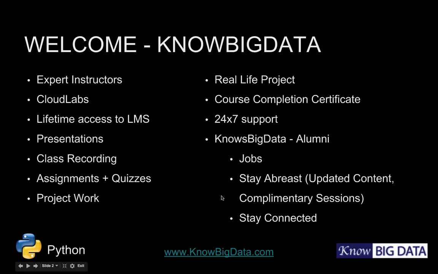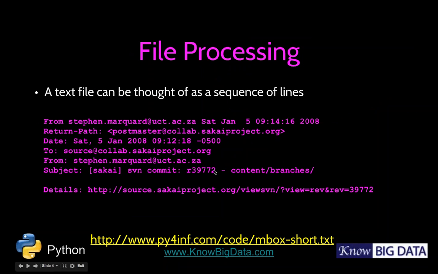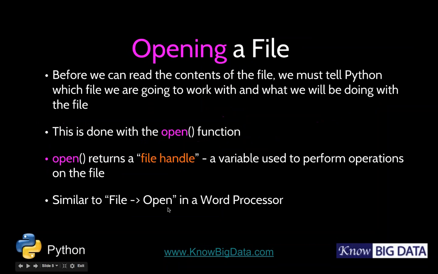So it's very straightforward to read files. As we discussed earlier also, the CPU can read from the secondary memory or from the input output devices. And a text file can be thought of as a sequence of lines like this. Before you can read any data from a file, you have to use the function called open, which can read any file, and then you can iterate over the lines.